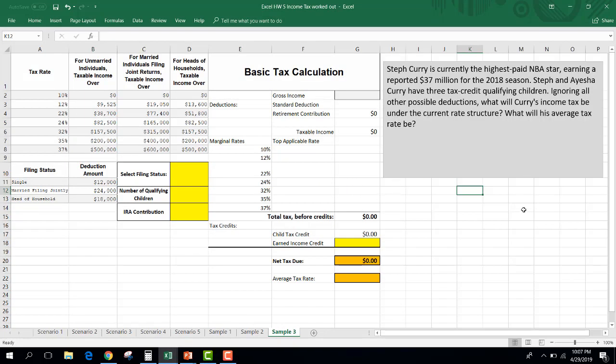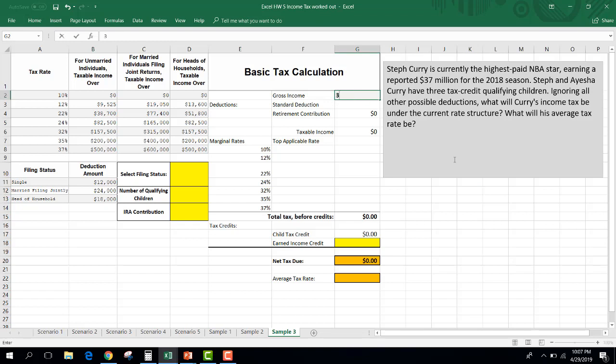Well earned. He's only won 3 championships, right? So very well earned for him. Earning $37 million for the 2018 season. He and his wife Aisha have 3 tax credit qualifying children. Okay, ignoring all the possible deductions. I'm sure he's probably got some financial planners helping him out with some deductions, but let's just ignore that for now. What will Curry's income tax be under the current rate structure?